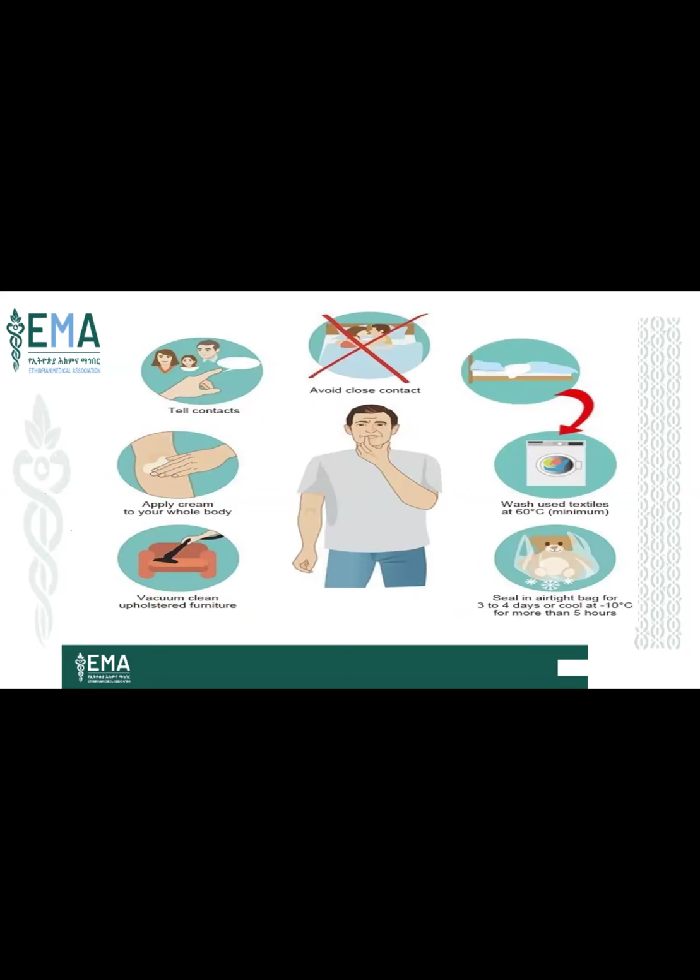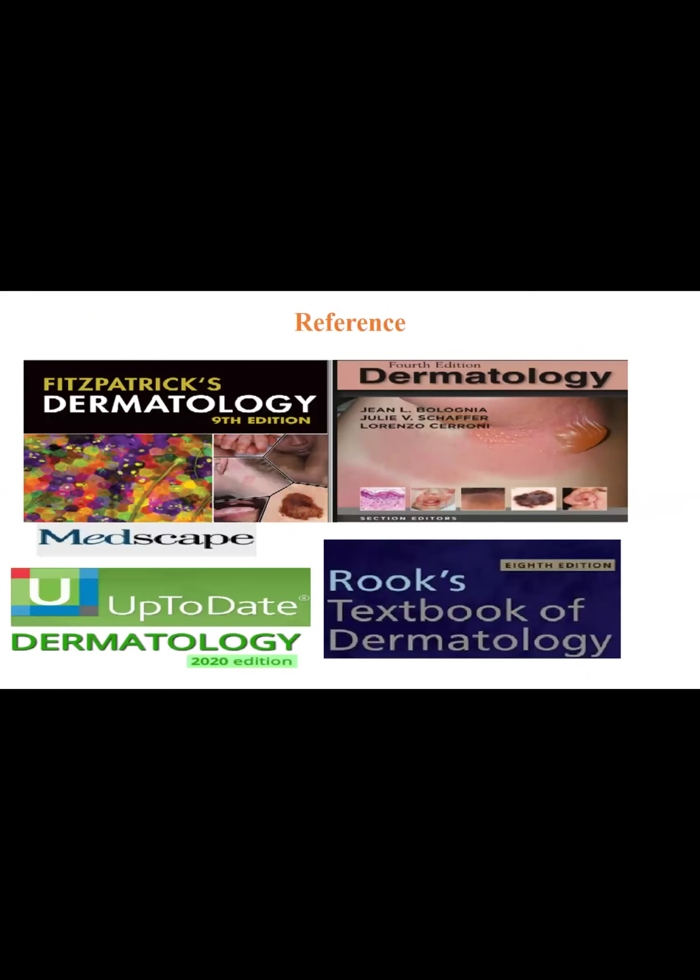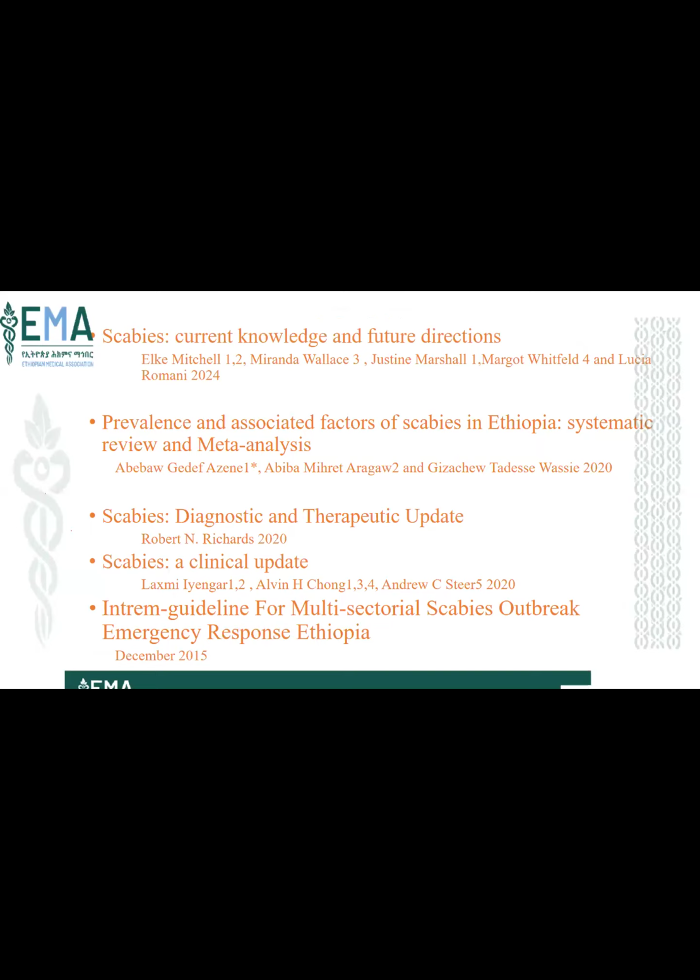So these are some of the preventive measures we can take in order to avoid scabies. The first one is we have to advise patients to avoid close contact, and also to wash clothes which were used by the patient. For clothes which can't be washed, we should advise them to keep them in a plastic bag. And also we have to clean the rooms thoroughly, and the furniture should be vacuum cleaned, especially for the crusted variant of scabies. So this is all, and thank you.